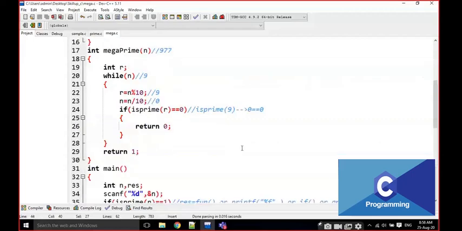Okay? For example, if it is 277, then it is a prime. First of all, 277 is a prime, then 7 is prime, again 7 is prime, and 2 is prime. Then it is called a mega prime. Okay, I think it is very clear, students.